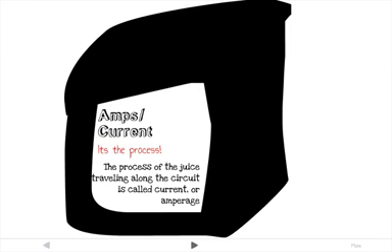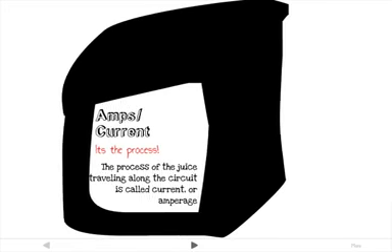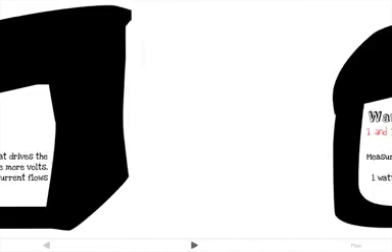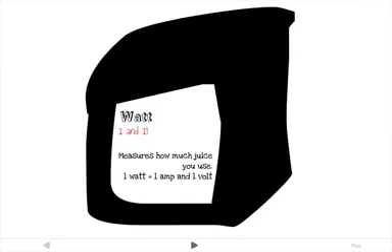Amps or current are the actual process of the electricity flowing along that circuit, and it's measured with the letter A. Volt or voltage is the force, and 1 volt is a unit of force. It drives the current along the circuit. And a watt is basically 1 amp flowing under the force of 1 volt, and it's used to measure how much electricity is being used.